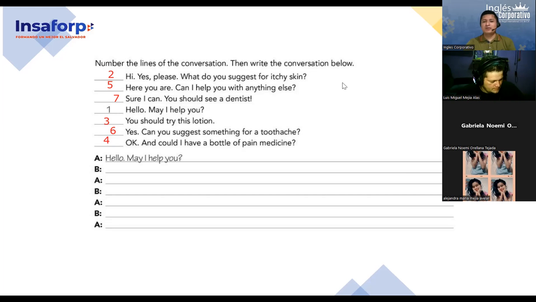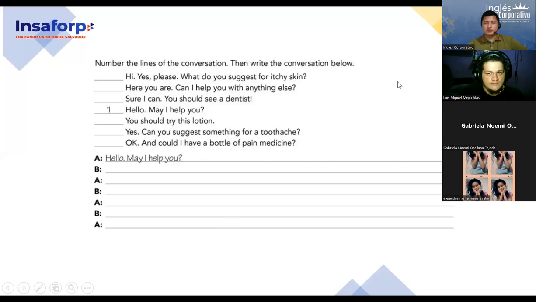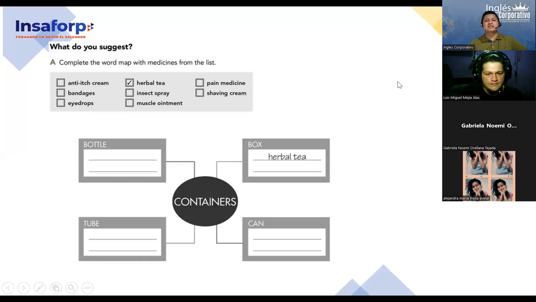Let's continue working with, we're going to do this one because the idea is to write it down here. The idea is to write it down in here, right? But because of the time, I'm going to skip that one and I'm going to move on to the next exercise so we can practice a little bit more on this one. Okay. Here we have this. What do you suggest? Do you understand the question, Alejandra?